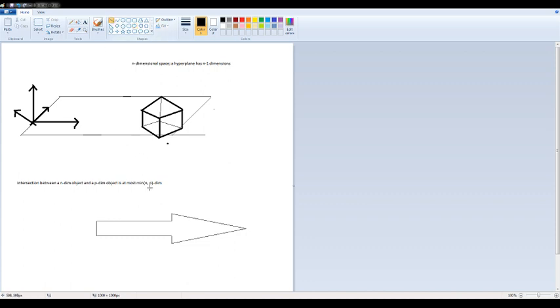Why is this not convex? Because, well, consider this. This line has both endpoints inside the shape. However, every point on the line is not in the shape. So because of that, the object is not convex. So that's easy like that.